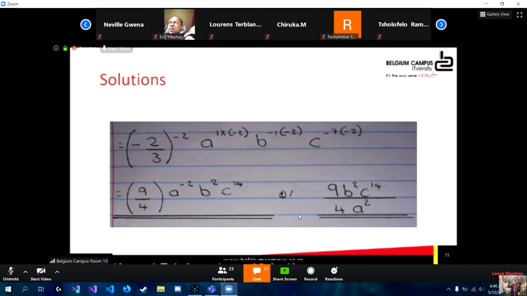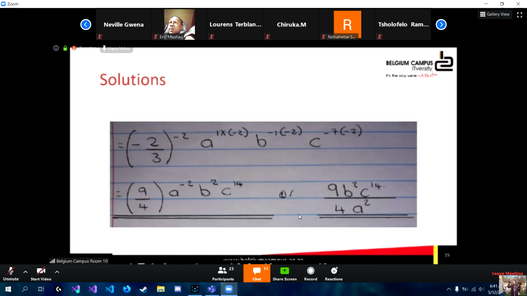All right, so when we raise each term to the power of negative 2, minus 2 over 3 to the power of negative 2 is the same as 1 over minus 2 over 3 squared. So to remove that negative, I'm just changing it to a fraction. Then a to the power of 1 times minus 2 is minus 2. B to the power of negative 1 times negative 2 becomes positive.